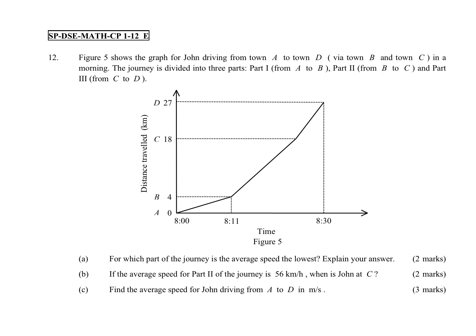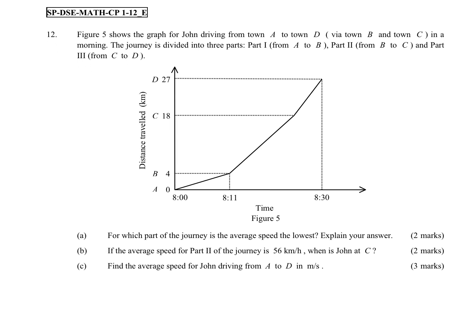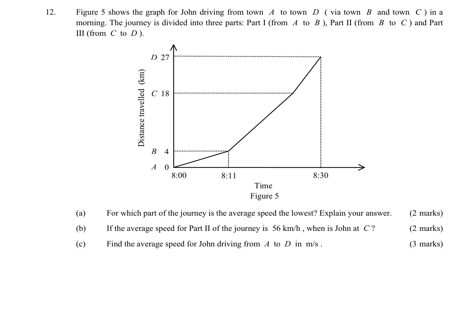And then John is driving from town A to town D via town B and C in the morning. So here we have 3 parts of a journey. Good. So for which part of the journey is the average speed the lowest? So here you can see the 3 parts.